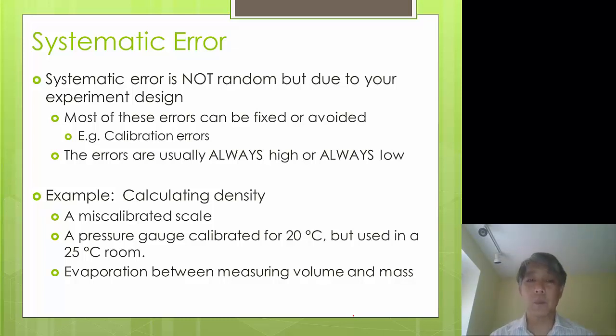Okay, so for example, if I'm calculating density, and the scale is miscalibrated, it's 5 grams too high every single time, okay? Or a pressure gauge that I'm using is calibrated for 20 degrees Celsius, but my room is actually at 25 degrees Celsius. Different aspects of your methods and procedures can and will impact your systematic error. Okay, evaporation: I measure the volume of a liquid, and some of it evaporates between the time I measure the volume and bring it over to the scale and measure its mass.